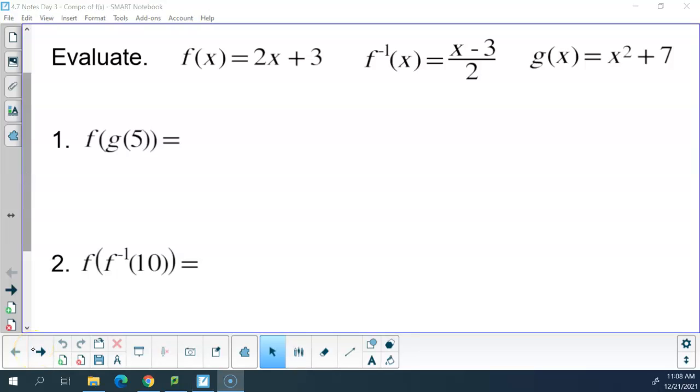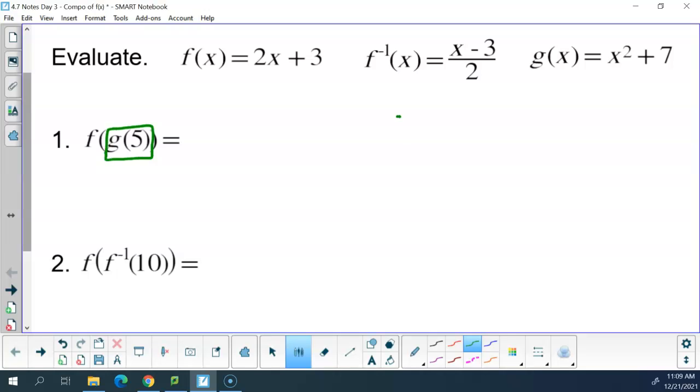How do I find f of g of 5? I plug in what? I plug 5 into g, right? So the first thing that we have to find is g of 5. So g of 5 is going to be 5 squared plus 7. That's 25 plus 7. That's 32. Correct?